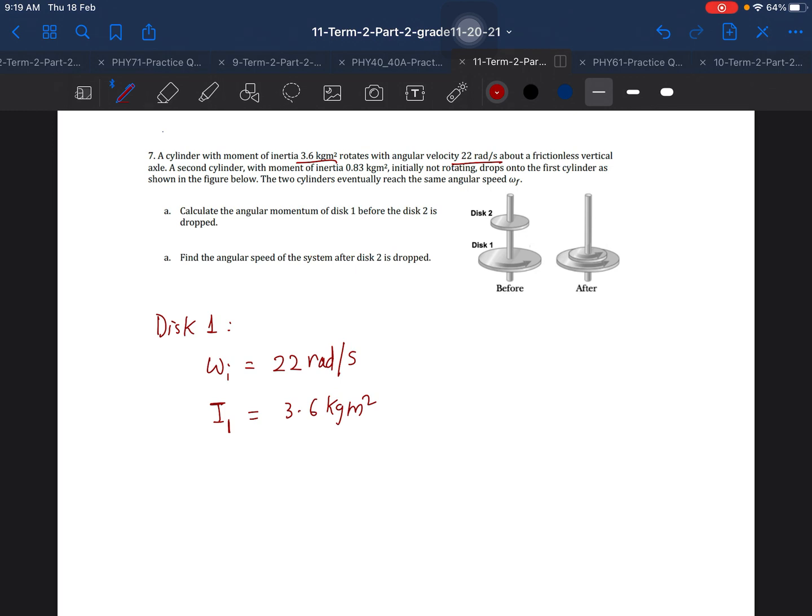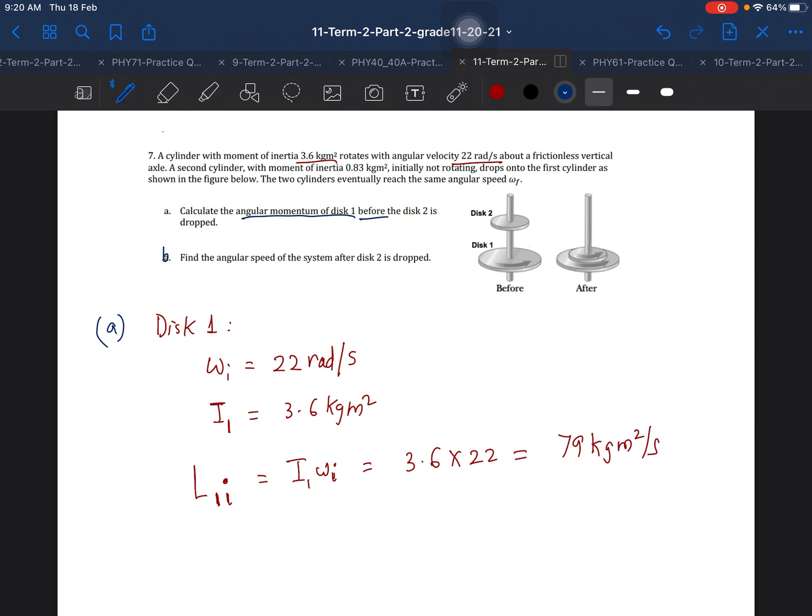Now it's asking us to calculate the angular momentum. So the formula for angular momentum, we will write it as L1. Let's write it as L1i to make it very clear that it's the angular momentum of the first disc initially, that means before the second disc was dropped in. That will be I1 Wi, and that's 3.6 multiplied by 22. That gives us 79 kg m² per second. So that's our part A. Calculate the angular momentum of disc 1 before the disc 2 is dropped.